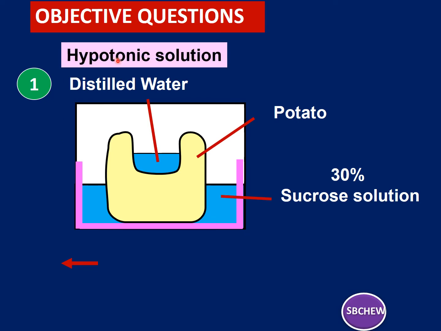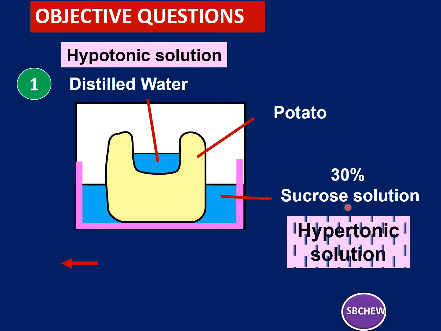Hypotonic solution or dilute solution, and it has a higher concentration of water molecules. In fact, the concentration of water molecules for distilled water is 100%. And the sucrose solution is 30% sucrose solution, meaning 30 grams of sucrose dissolved in 100 ml of water. So it's very concentrated. So this is the hypertonic solution because it has a higher concentration of solutes, the concentrated solution.